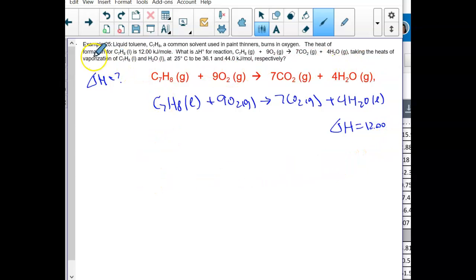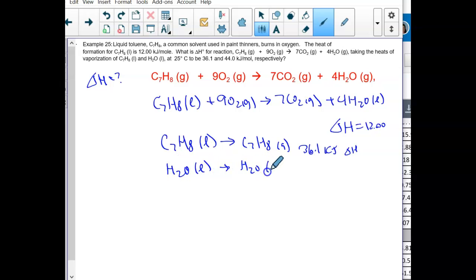We also know, taking into account heat of vaporization, C7H8 liquid vaporizing to C7H8 gas creates 36.1 kilojoules. So we know delta H for this is that. We also know H2O liquid going to H2O gas creates 44.0 kilojoules for delta H. Okay, we know that because we know heat of vaporization, first of all, takes us from a liquid to a gas, and it tells us taking the heats of vaporization for C7H8 liquid, so that means liquid to gaseous C7H8, because heat of vaporization means go from one state of matter to another, and the vaporization of liquid.